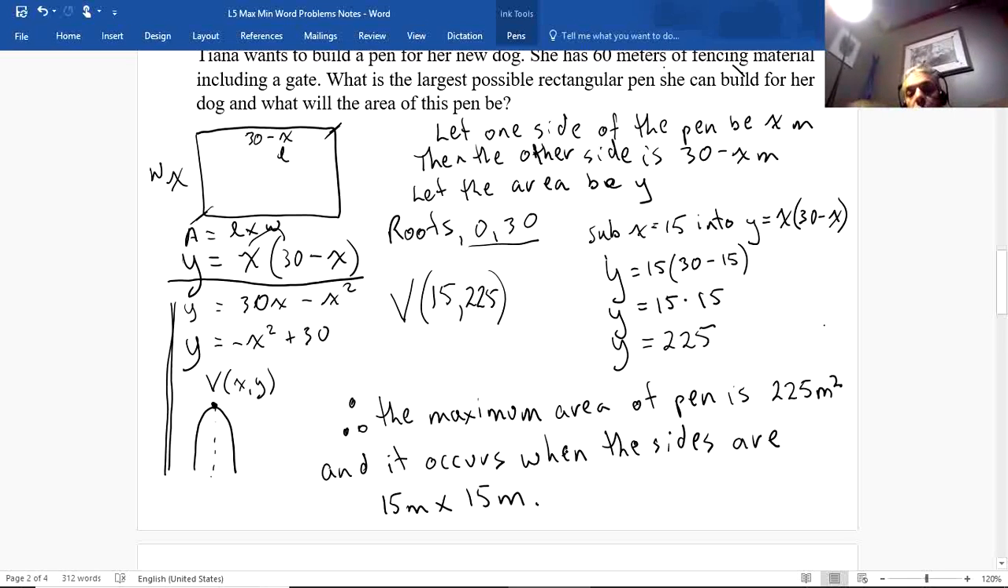Okay. Notice that in my concluding statement, I include my units. It's really important that I do that, okay? So if that had been feet up here, you'd use feet. If it's meters, I use meters up here, okay? And that ends my kind of question here on maximum area.